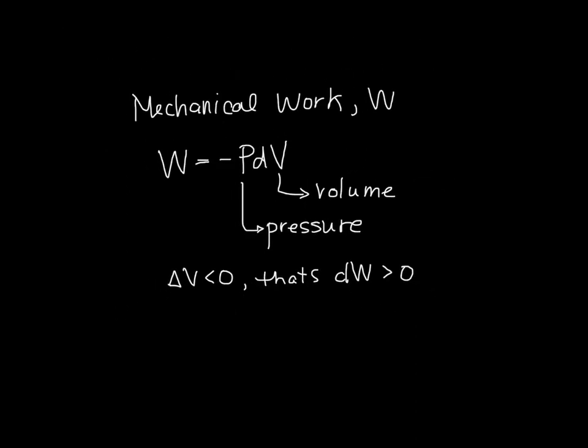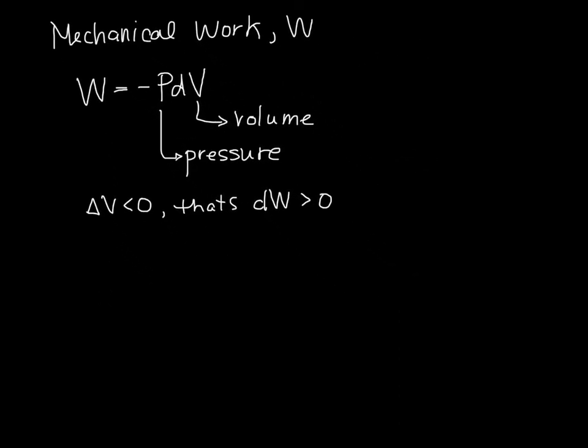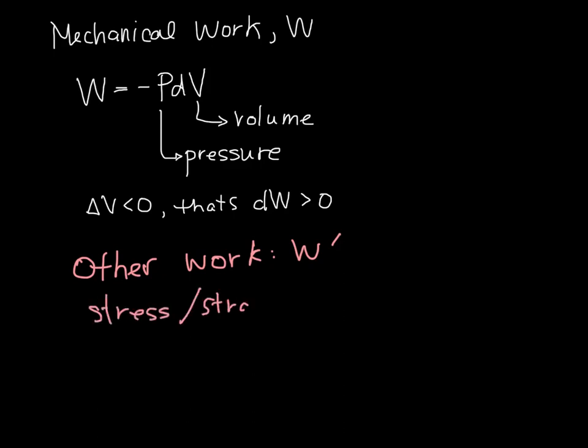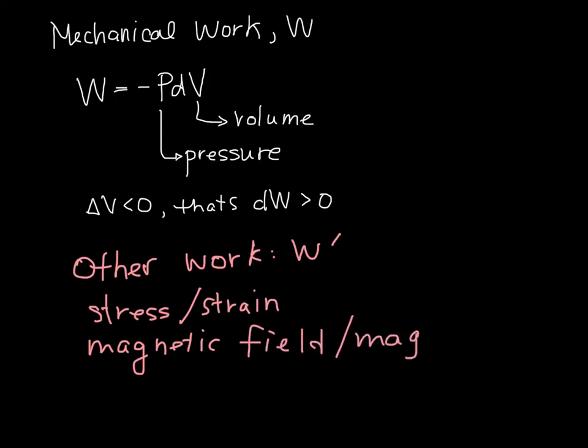And finally, we can look at some other kinds of work that we might have. So other work terms which would contribute to that W prime, and those would be things like stress and strain, or if we had a magnetic field and a resulting magnetization. These come in pairs, you'll see, and it turns out that if you multiply their units, you end up with units of energy.